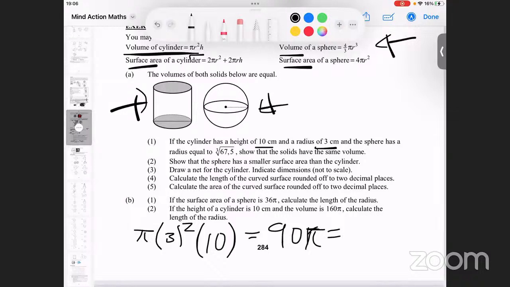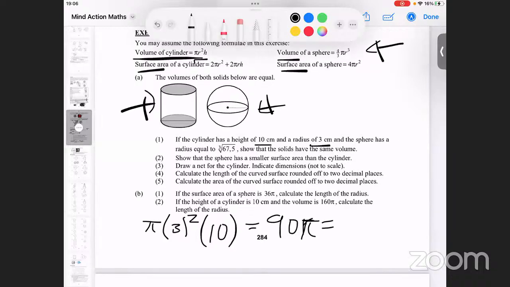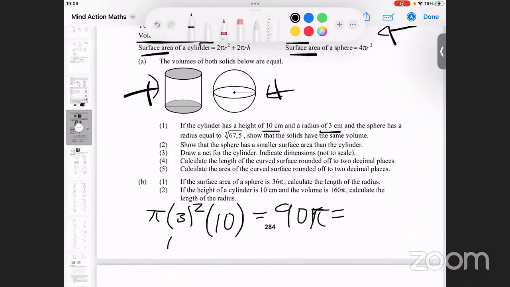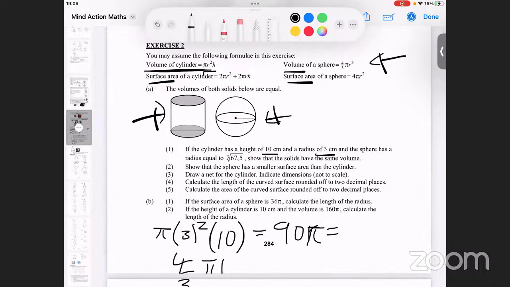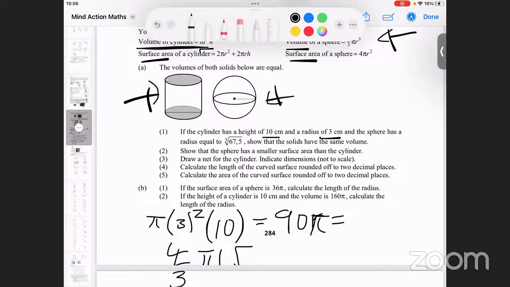Ma'am, for the volume of the sphere, I'm still calculating it. Okay. So for this one, we have 4/3 pi times our r, which is the cube root of 67.5, cubed.